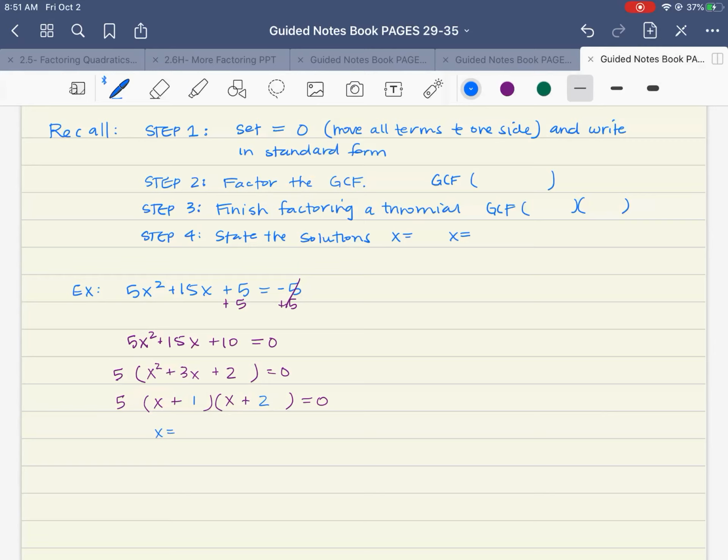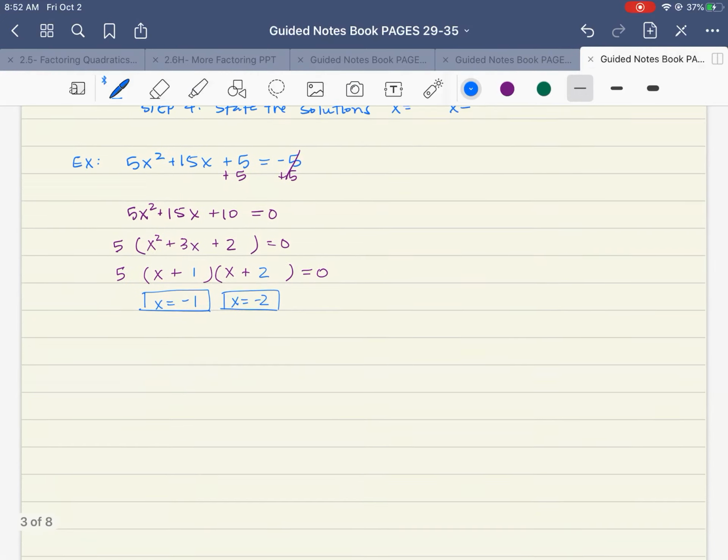Again, that's factored form, and then we state the solutions. So in this case, the value that would make this first piece equal to 0 is -1, because -1 plus 1 would give us 0. And then on the right-hand side, the x plus 2, that solution would be -2. So these would be our solutions to this equation.